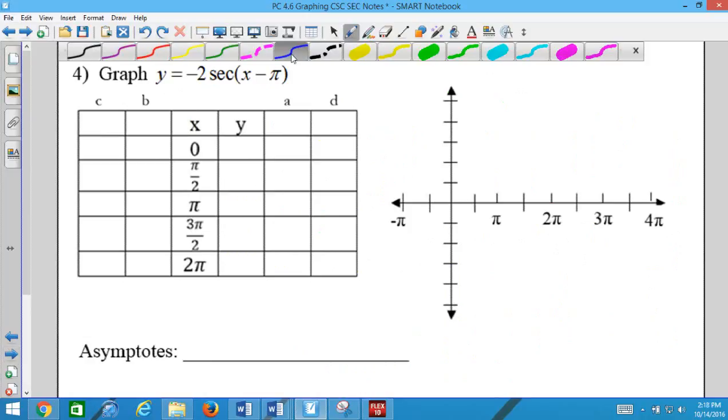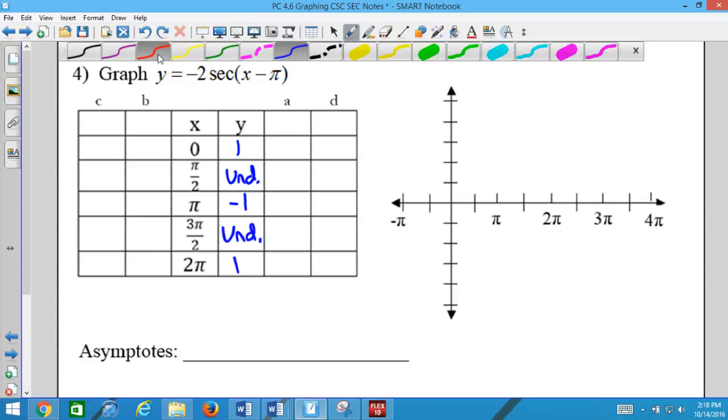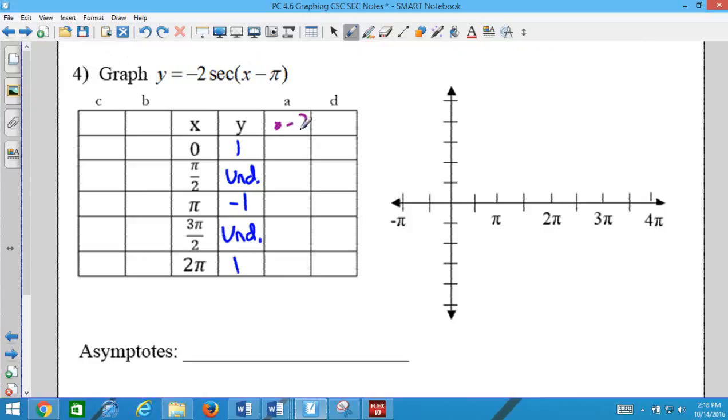Secant. We're going to start with our key points from example 2 for secant, and that was 1, and then undefined, and then negative 1, undefined, and 1. Do we have an A value? We do. We have a negative 2 for our A value. So multiply everything by negative 2. Do we have a D value? We do not, so I do not need that column.